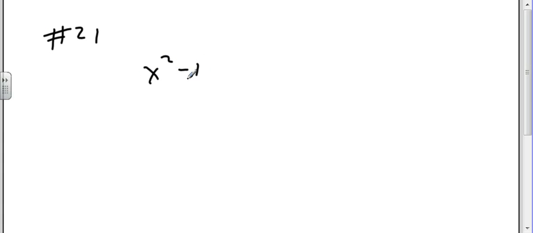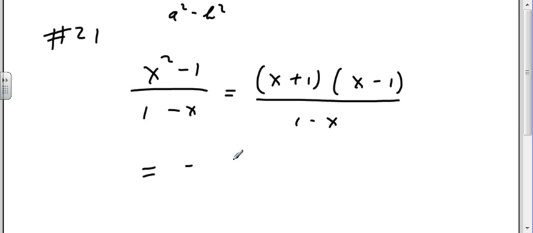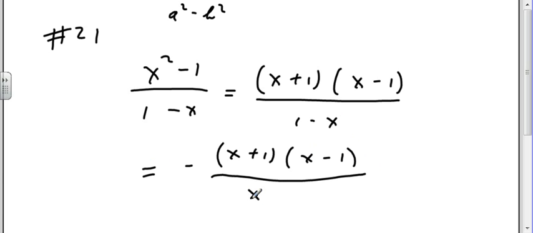x squared minus 1 over 1 minus x. And we recognize x squared minus 1 is a squared minus b squared. So this is going to be factored x plus 1, x minus 1 divided by 1 minus x. And then we say, well, gee, that's slightly inconvenient. Minus x plus 1 times x minus 1 divided by x minus 1. Oh, that's more convenient. Those two go away. And now I end up with minus x minus 1.